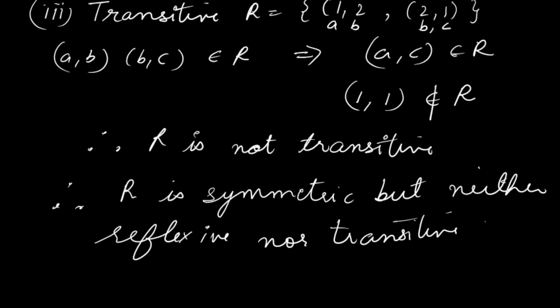So this is done. Let's do the next question, question number 7. Show that the relation R in the set A of all books in a library. You have to understand the set here. Set A is the set of all books in a library of a college. The relation is given to us: R = {(x, y) such that x and y have the same number of pages}.